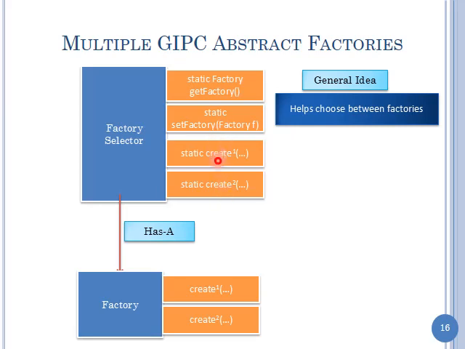They have the same signature as the create method in the factory. In the factory, the create method is an instance method. In here, the create method is a static method. The create method here chooses the factory and then calls the instance method on that factory. So I don't have to say selector.getFactory.create. I can just say selector.create in my code. So that's just a convenience there.